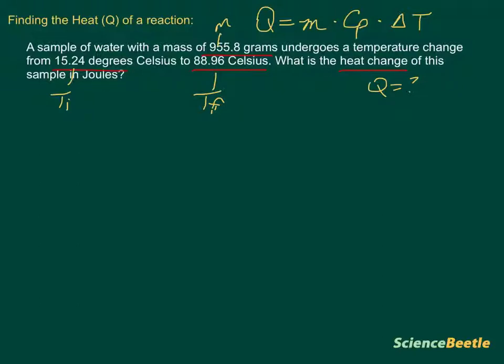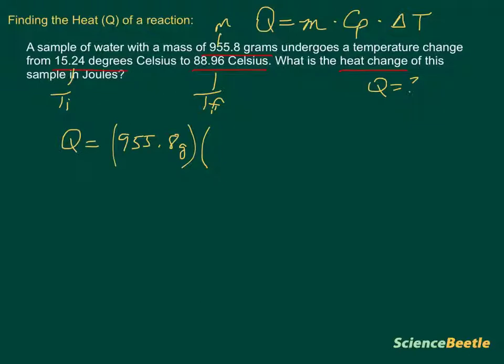In this case, the equation is already written out for us all the way, so all we need to do is take this equation and substitute all the values. So we'll go ahead and do that now. So Q is equal to the mass. In this case, the mass is 955.8 grams. And we're going to multiply this by the specific heat of water.